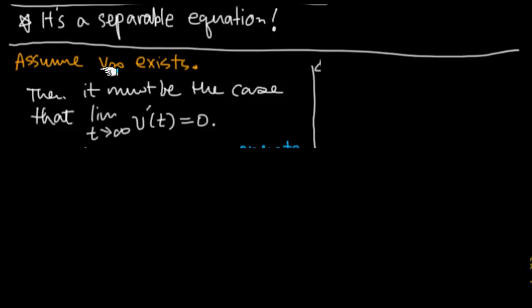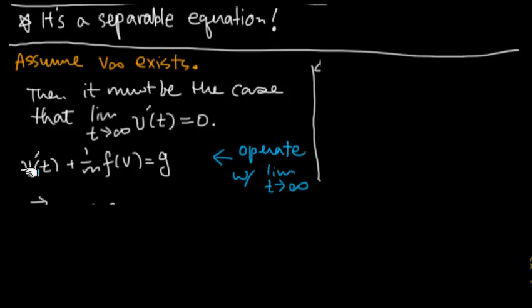If the velocity doesn't change, now this is our differential equation, and we're going to operate with this operator, limit as t approaches infinity, because this quantity is the same. And this is a constant. Now we assume this exists. We assume V infinity exists. That's the whole assumption here. Assuming the continuity of f, this will make sense.